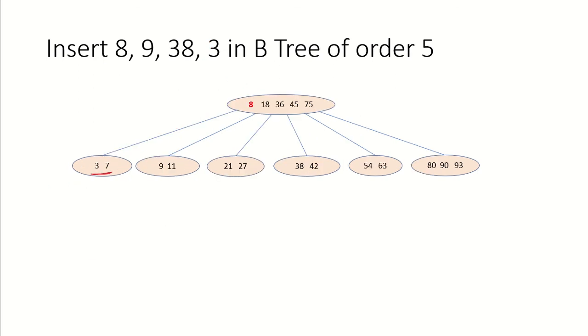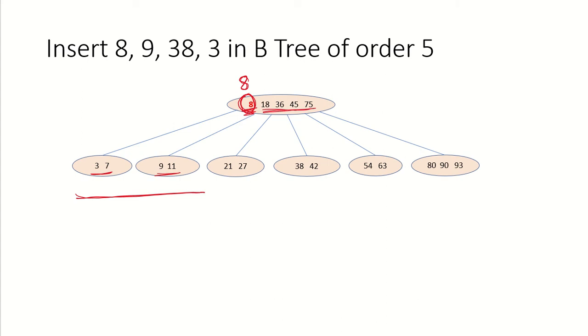So 3 and 7 have come in one node, 9 and 11 in the other, so that one node has been split into 2. 8 has been sent over here to the parent node. Pointers would also need to be changed. However, this 8 which has come over here, I have shown it in red because it again needs to be taken care of. Why is that?